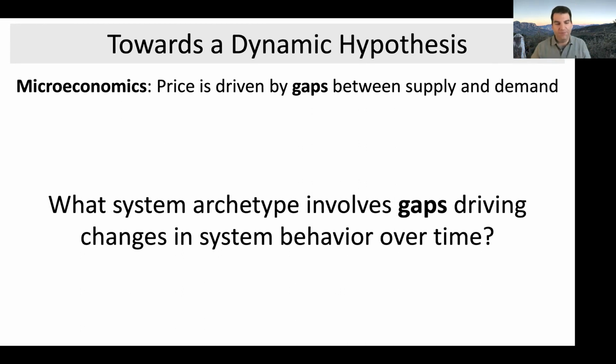So answering this question here: what system archetype have we heard about that involves things like the regulation of temperature in our homes, that involves gaps driving changes in system behavior over time? What archetype have we already seen that would be a candidate for putting in here? So what do you think?